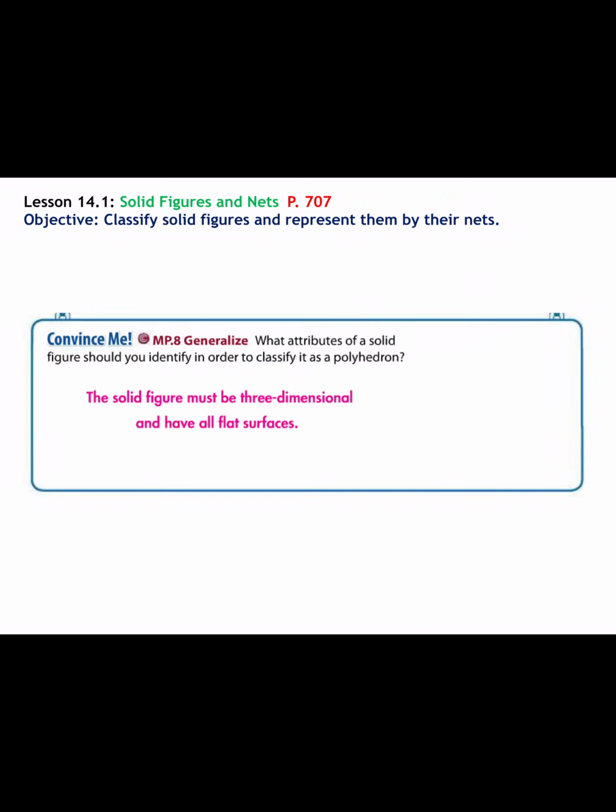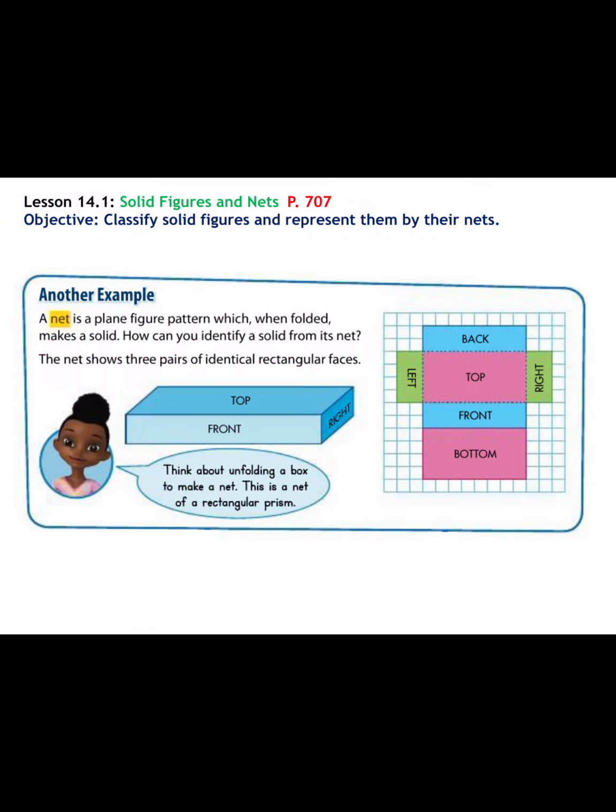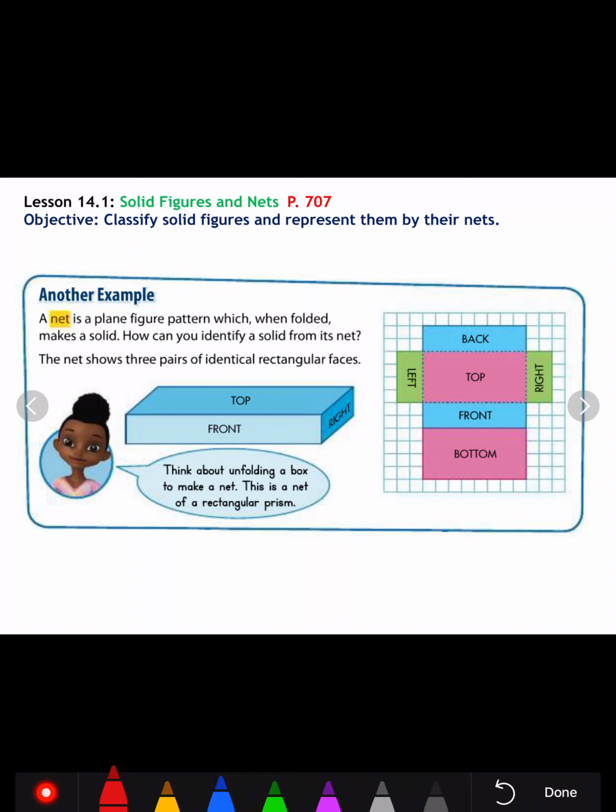After this introduction, now let's talk about the net. What do we mean by a net? A net is a plane figure pattern which, when folded, makes a solid. How can you identify a solid from its net? Here it shows 3 pairs of identical rectangular faces. Now think about unfolding a box to make a net. This is a net of a rectangular prism. So when we have a box and you unfold it like this, you will have the net.